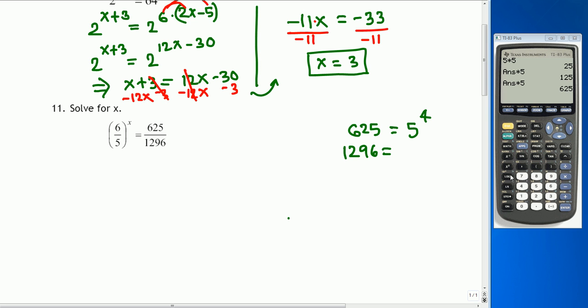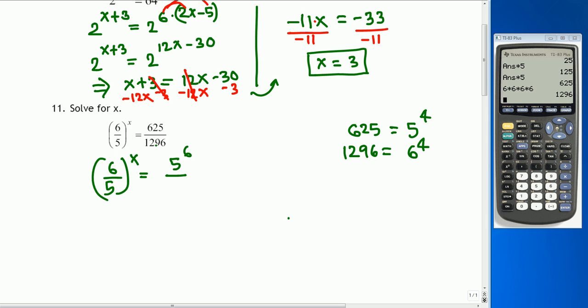Okay, let's go to the calculator. So let's multiply 6 times 6, because we have 6, that's why we got the idea this should be 6 raised to 4 to match the power 4. 6 times 6 times 6 times 6 is equal to 1296. So this is 6 raised to 4. So we can write this as 6 over 5 raised to x equals 5 raised to 4 over 6 raised to 4, or we can write 5 over 6 raised to 4.